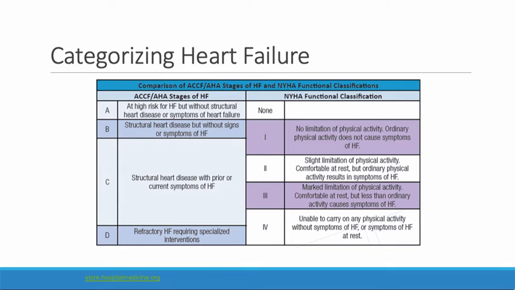Stage B is structural heart disease without signs or symptoms of heart failure. So if somebody has left ventricular hypertrophy, for instance, or if they have aortic stenosis or severe mitral regurgitation or whatever, but they don't have any symptoms of heart failure, then they're classified as stage B. You can't go backwards. Once you are classified as stage B, you can't go back to stage A.